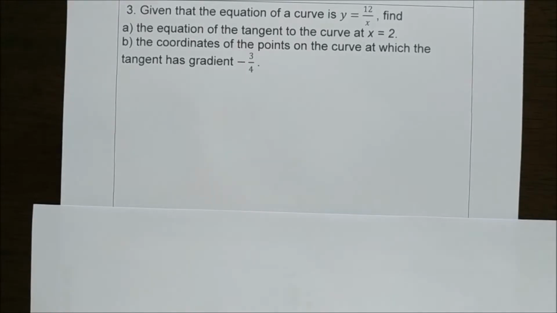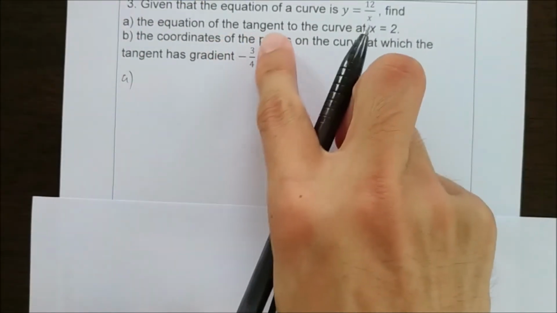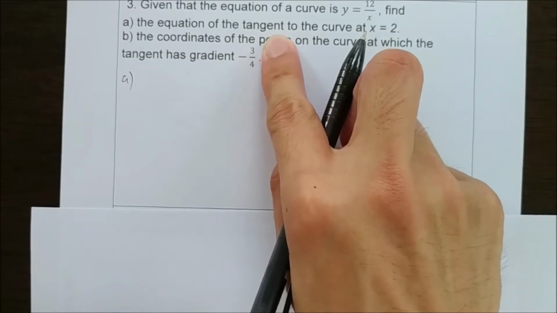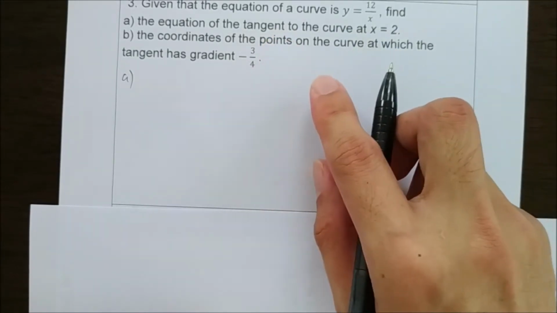Question number 3. Given that the equation of a curve is y equals 12 over x, find A, the equation of the tangent to the curve at x equals 2, and B, the coordinates of the point on the curve at which the tangent has gradient -3 over 4. So first thing, A, the equation of the tangent.